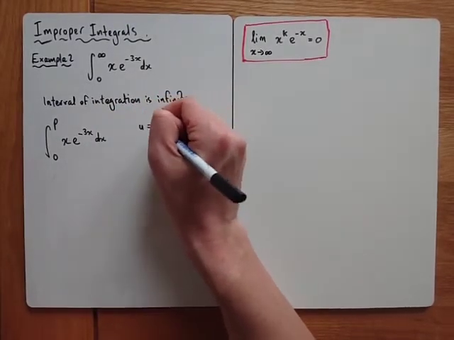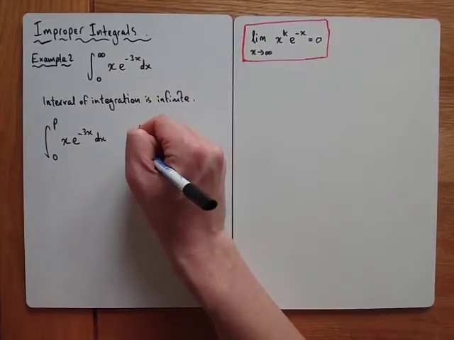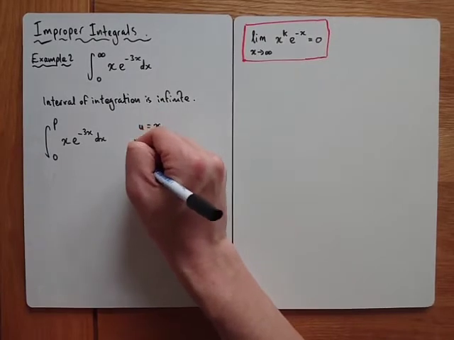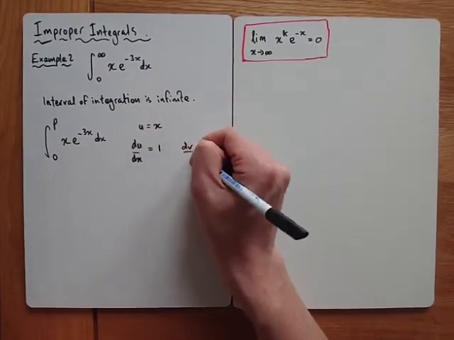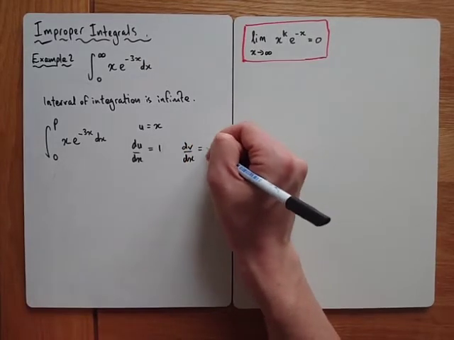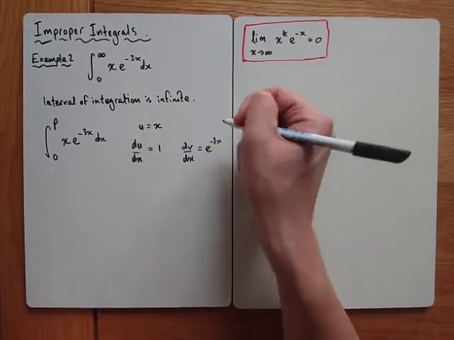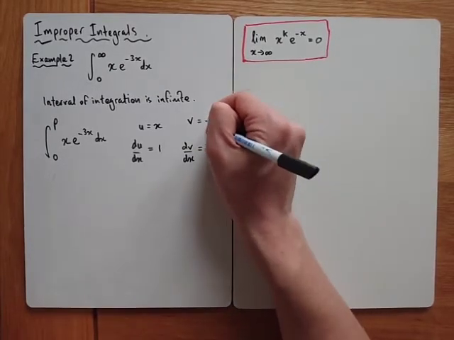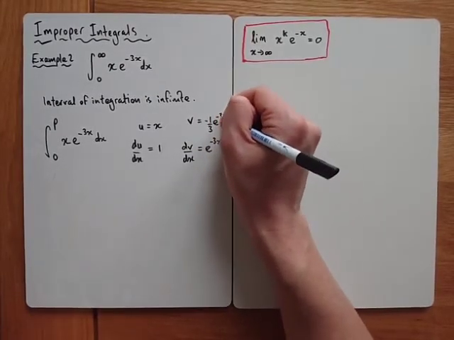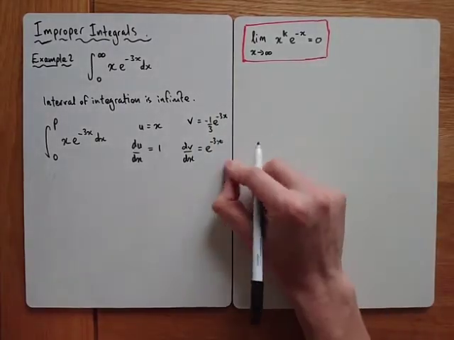So u would equal x, du by dx would equal 1, dv by dx would equal e to the minus 3x. So v would equal minus a third e to the minus 3x.